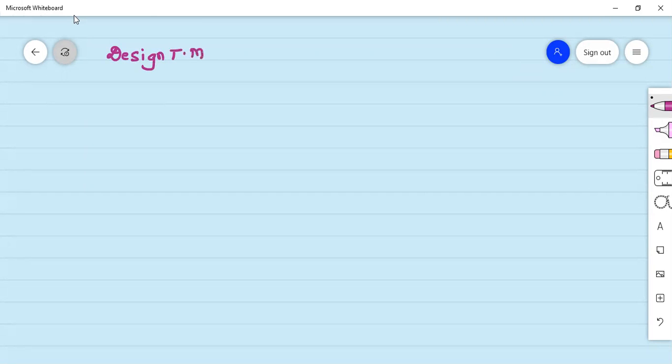Design a Turing machine which accepts 0 power n, 1 power n. That is, an equal number of zeros followed by an equal number of ones, for n greater than or equal to 1. Okay, so how will we do this solution?